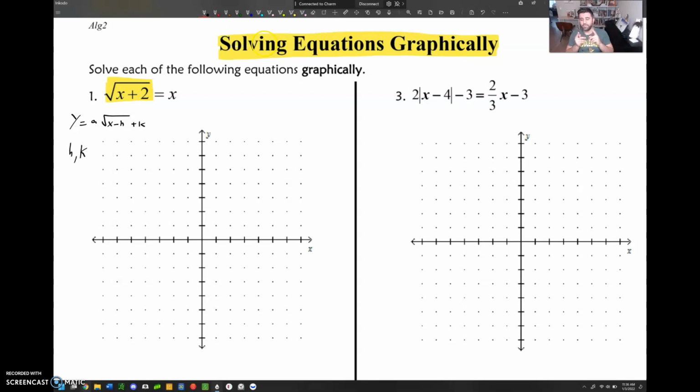In my case, my h is the opposite of this number, so my h is -2. It's the opposite of +2. Remember, the h is opposite and the k is the same. I don't even have a k, but I do have an h. Remember, we're only worrying about this side, and when we get an answer, it will just be x equals, because technically there is no y. So my h is -2 and my k is 0. So here we have (-2, 0), which means I have a point right here.